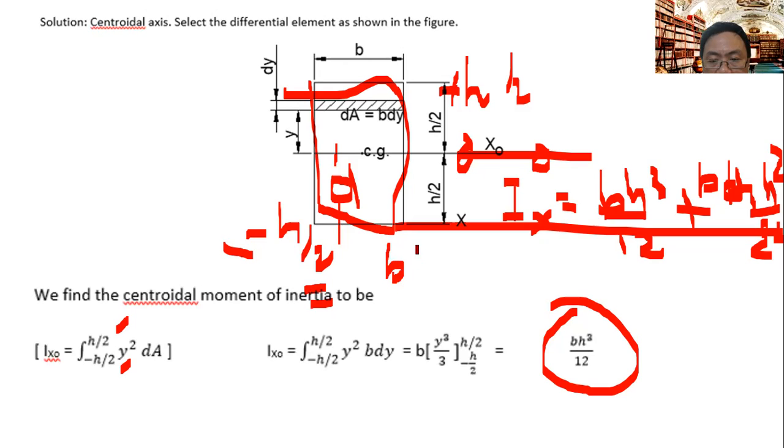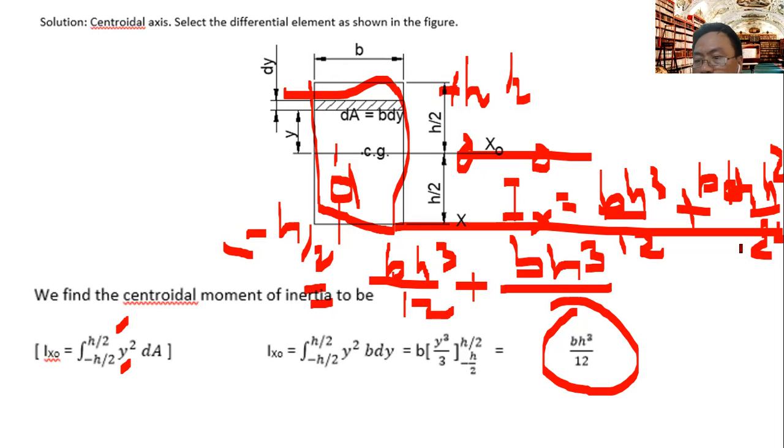So meaning we can have here bh cube over 12 plus this one, bh, and then squared becomes bh cube also over 2 squared, which is 4. If we simplify, 1/4 is the same as 3 over 12. So 3 plus 1 is 4 over 12. So in other words, you have bh cube over 3.